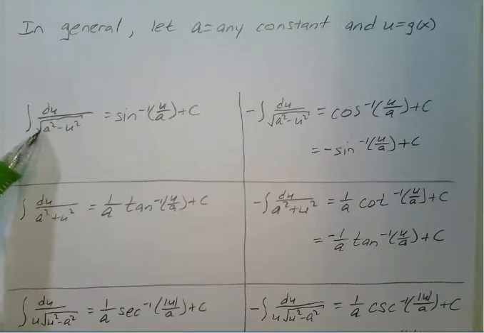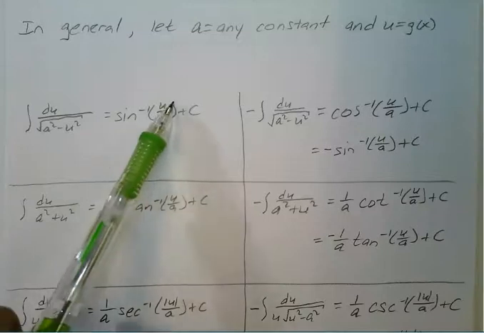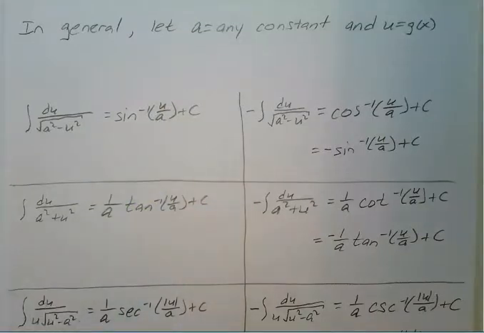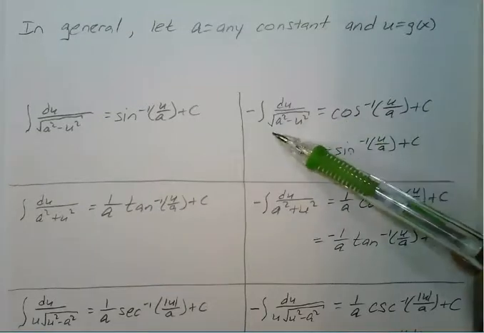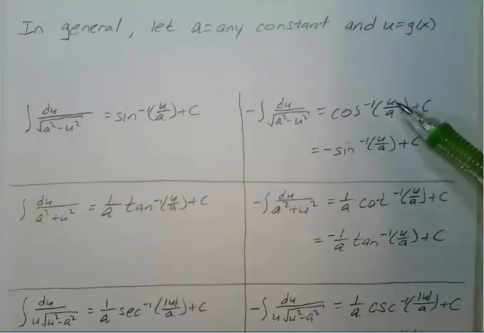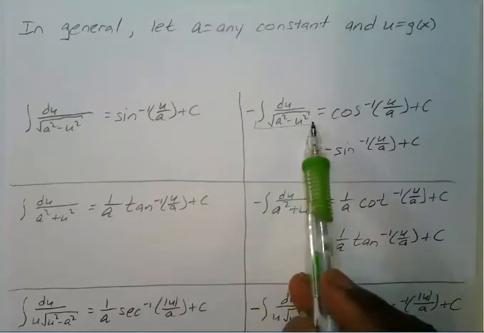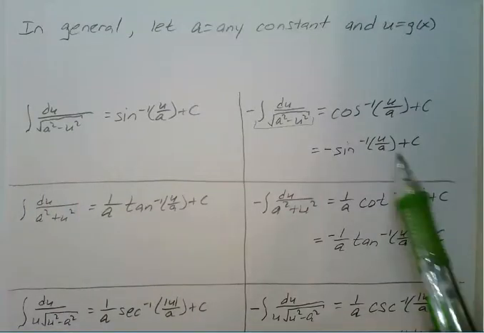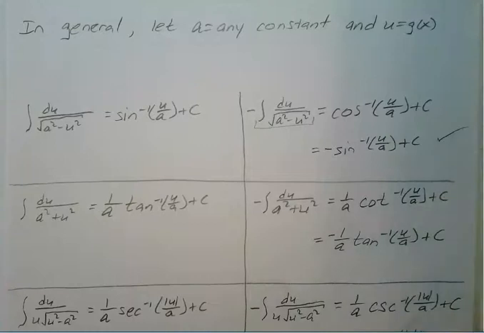The integral of du over the square root of a squared minus u squared is equal to the sine inverse of u over a plus c. And once again, you have the negative integral of du over the square root of a squared minus u squared is equal to cosine inverse of u over a plus c. Or, again, since the negative is brought out to the front and we have that as our sine inverse, it could be the negative sine inverse of u over a plus c. And once again, this is the more popular form, but it's not the only form.